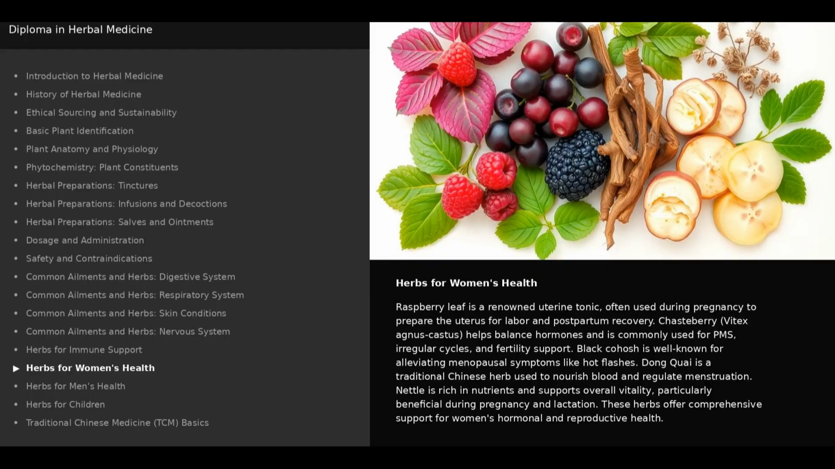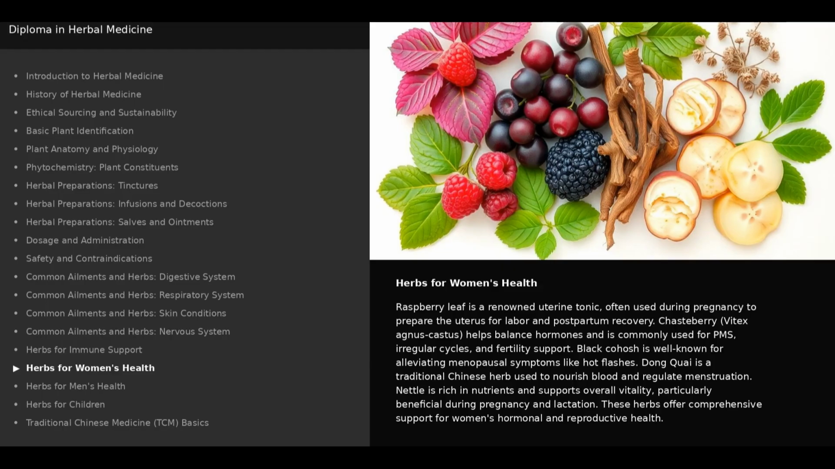Raspberry leaf is a renowned uterine tonic, often used during pregnancy to prepare the uterus for labor and postpartum recovery. Chasteberry, Vitex agnus castus, helps balance hormones and is commonly used for PMS, irregular cycles, and fertility support. Black cohosh is well known for alleviating menopausal symptoms like hot flashes.